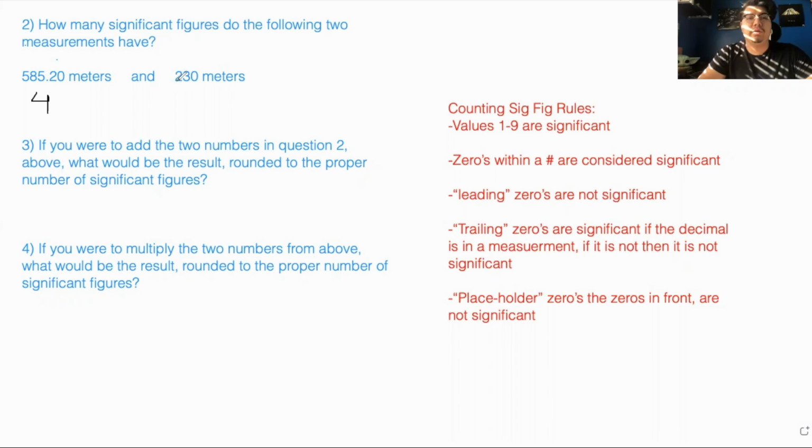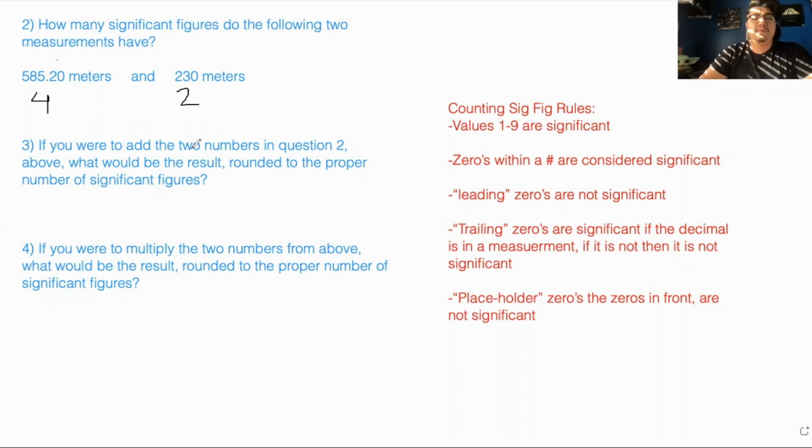Now for 230, same thing. The values 1 through 9 are significant. So we see 2 and 3 are between those values, making them significant. To begin with, we have 2 significant figures. 0 again, we go through our rules. Leading zeros is not important. It is not a leading 0. Trailing zeros are important only if there's a decimal in the measurement. As we can see, there is no decimal here, making this 0 not significant. So those are our final answers, 4 and 2, for our significant figures.